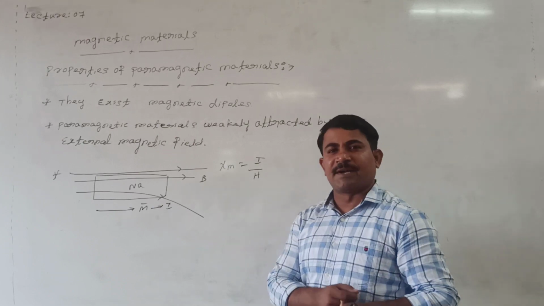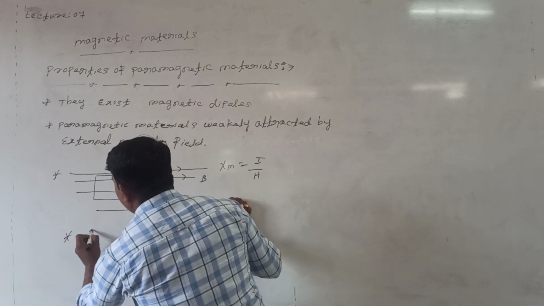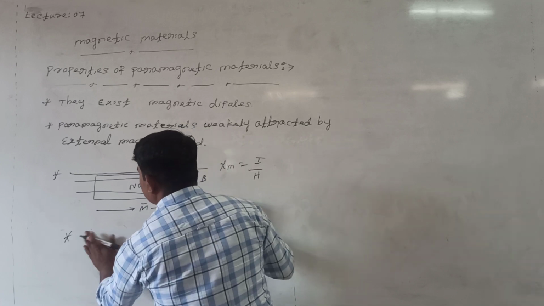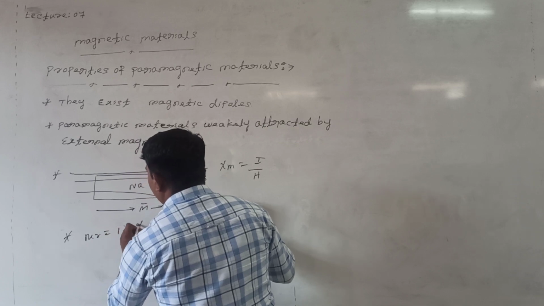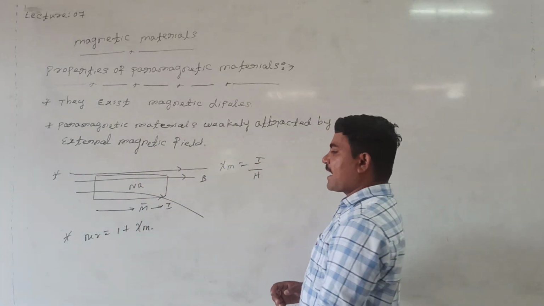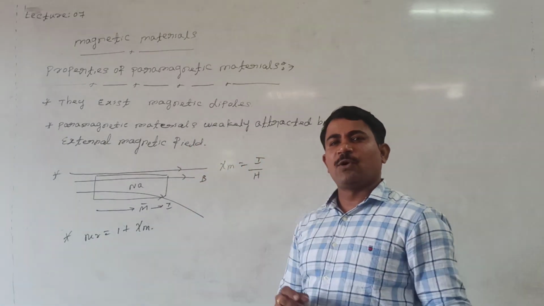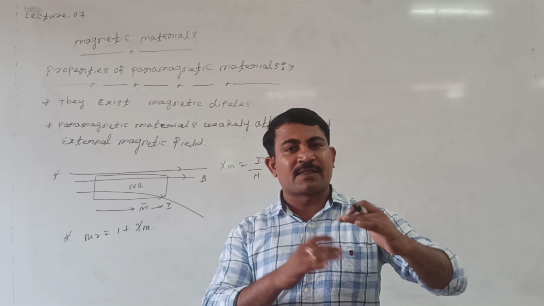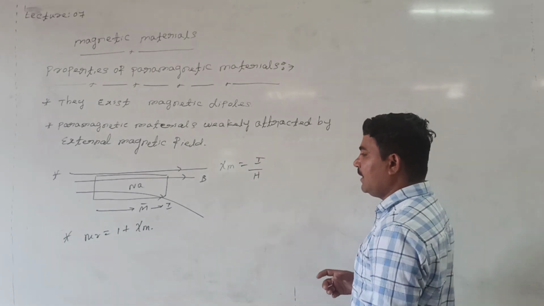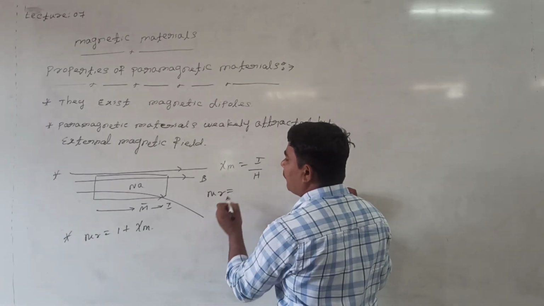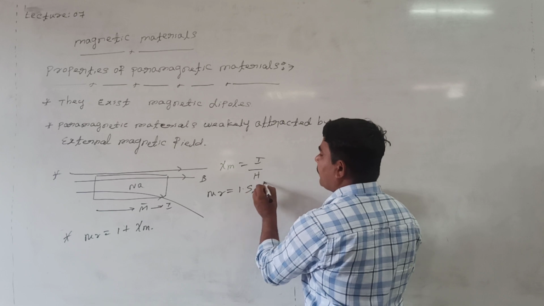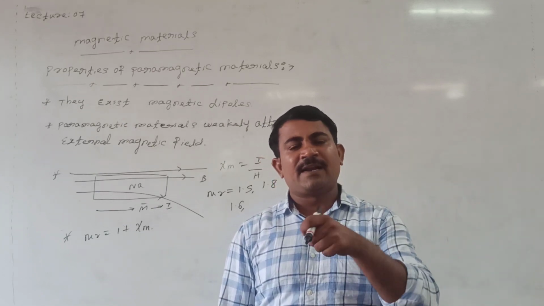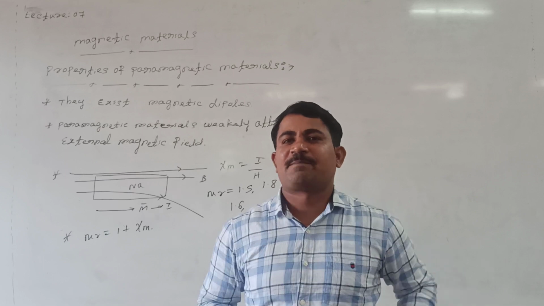Then what is magnetic susceptibility? That we'll see. See here. Already we know that mu r is equal to 1 plus Xm. Right or wrong? Its magnetic permeability is always more, of the order of 1.5, 1.7, 1.8, like this. But not greater than 2: greater than 1 but less than 2. How is it lying? The magnetic permeability may be 1.5, 1.8, or 1.6. I mean, greater than 1 and less than 2 for paramagnetic materials.